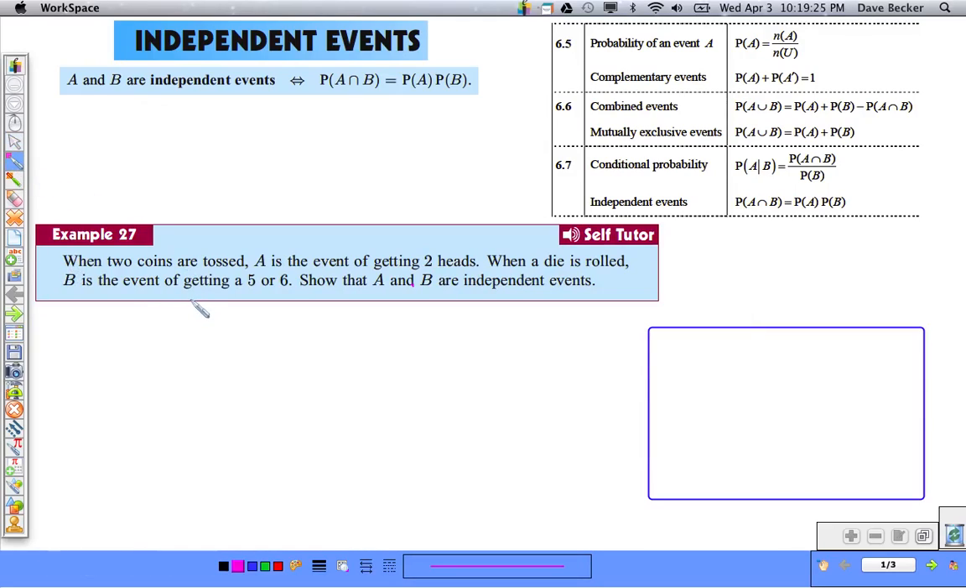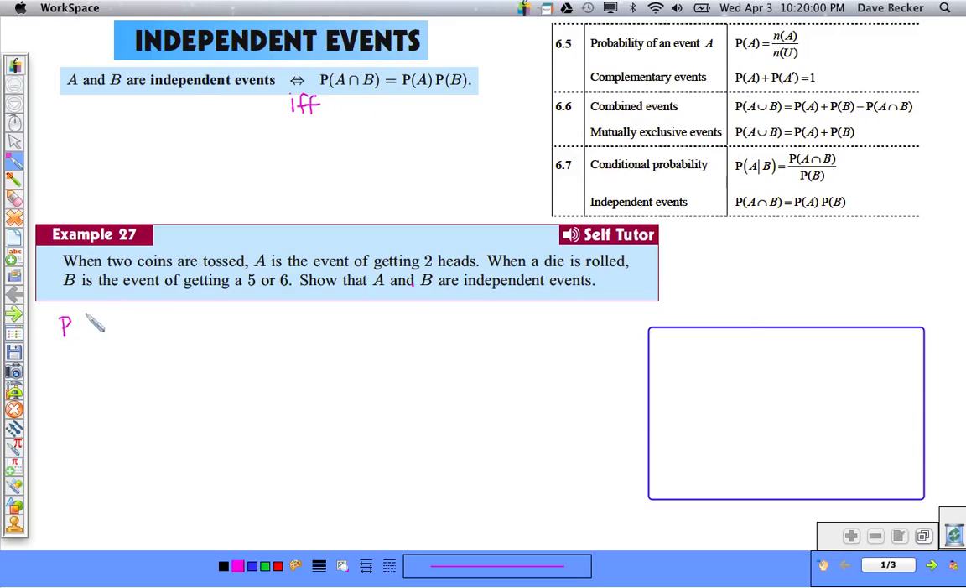We are asked to show that these events are indeed independent. The events are two coins being tossed, where event A is getting two heads, and event B is getting a 5 or 6 after rolling a die one time. We have to show that they're independent, and we're going to do that by showing that the probability of A intersect B is equal to the probability of A times the probability of B. And that's true if and only if those are true.